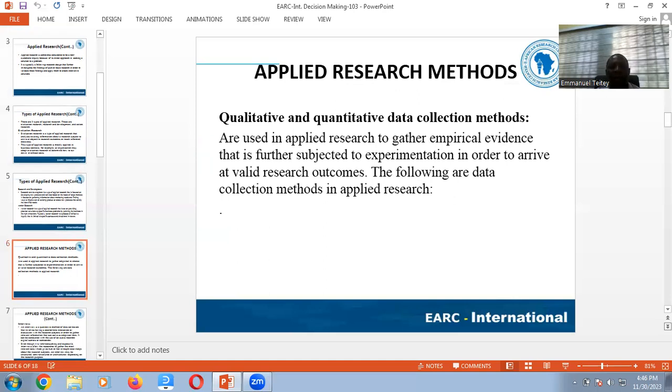Applied research methods, or methods used in applied research: quantitative and qualitative data collection methods. Applied research methods are used to gather empirical evidence that is further subjected to experiment in order to arrive at a valid research outcome. The following are the data collection methods in applied research.